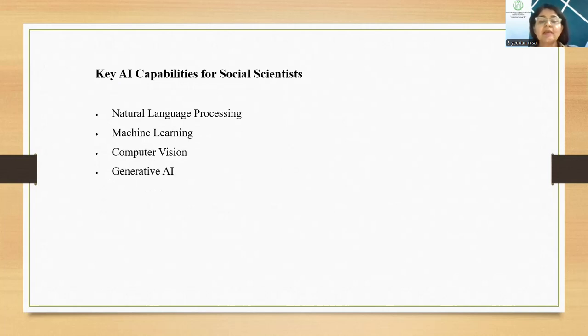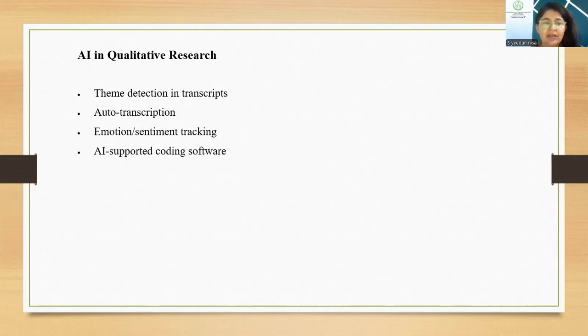If we talk about the key AI capabilities for social scientists, we have natural language processing, machine learning, computer vision, and generative AI. These four capabilities form the backbone of AI application in the social sciences. Natural language processing allows us to mine text. Machine learning can build predictive models. Computer vision can analyze visual data like protest videos or facial expressions in interviews, and generative AI tools can simulate social science scenarios or assist with writing. So they are very helpful for social scientists.